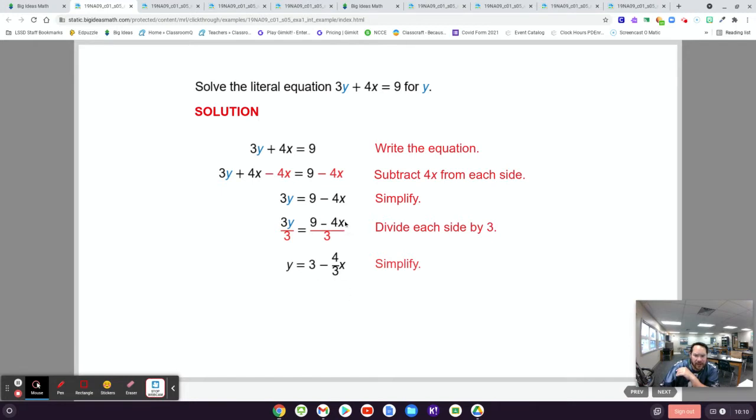You can also just write it like this, y equals 9 minus 4x over 3. Both of these are acceptable answers. So that is solving a literal equation. You're not actually getting y equals 9. You're getting y equals 3 minus 4/3 x. You're getting like an equation.